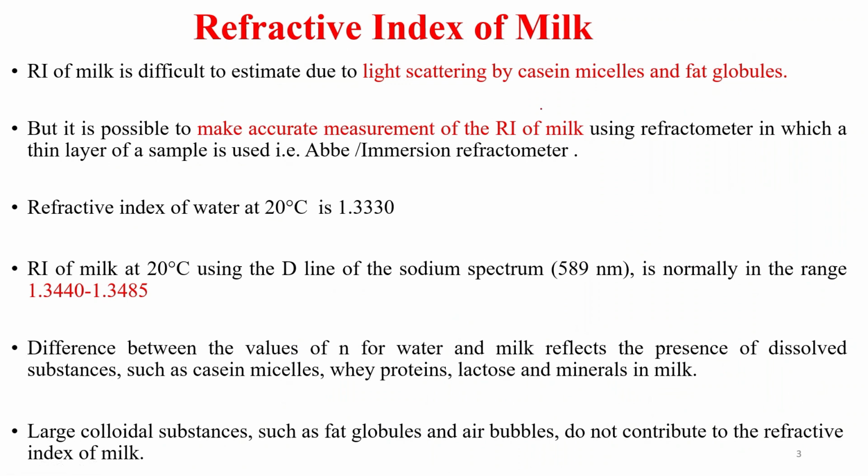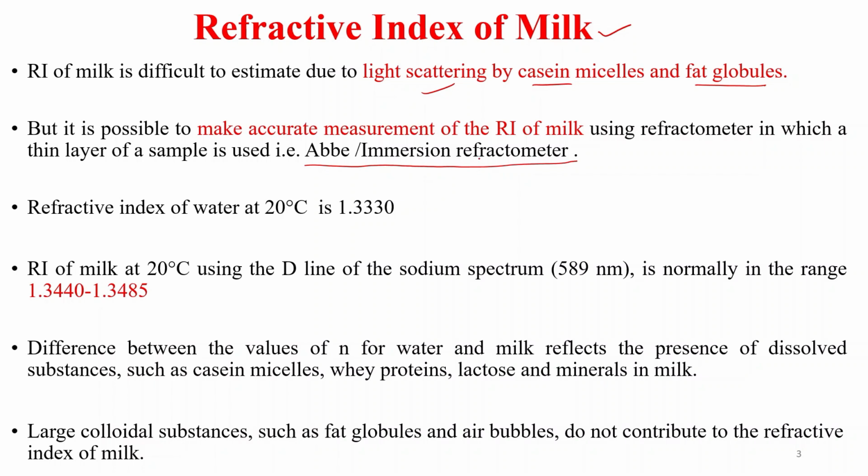Now, coming to the refractive index of milk. The first point is that the refractive index of milk is difficult to estimate. Why? Because there are calcium and fat globules in milk which scatter the light. But it is possible to make an accurate measurement of the refractive index of milk using a refractometer in which a thin layer of sample is used, like the immersion refractometer. We will cover these in the coming slides.